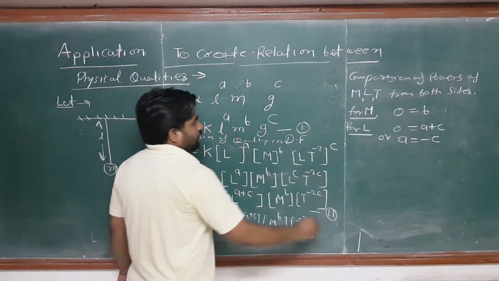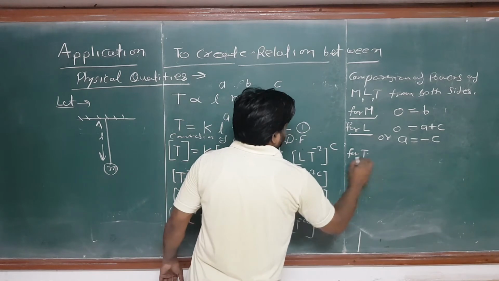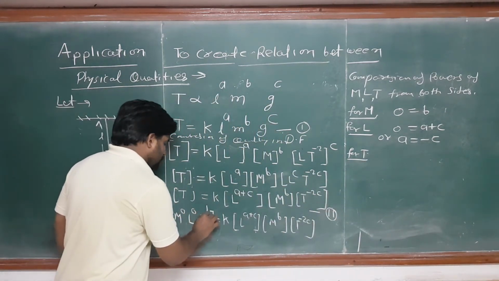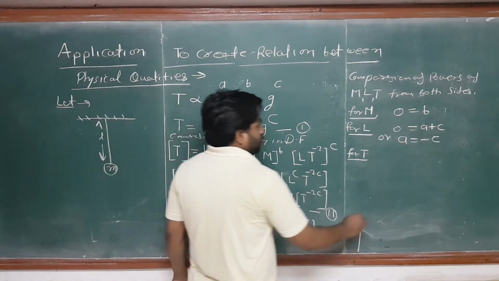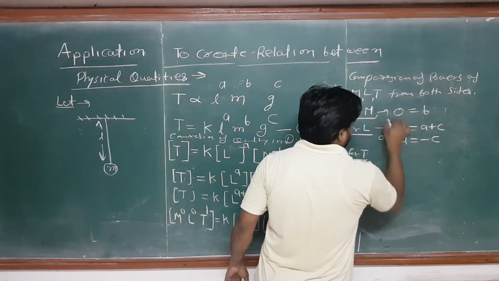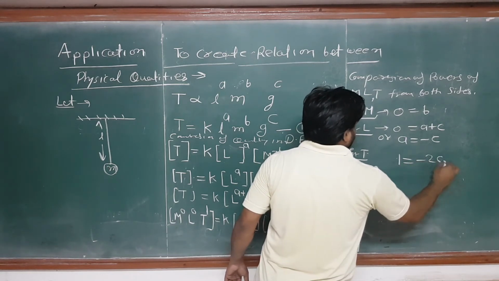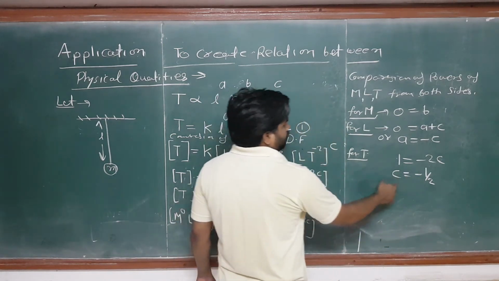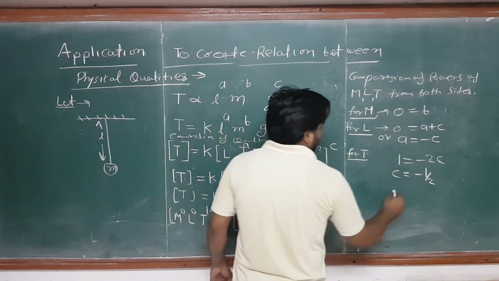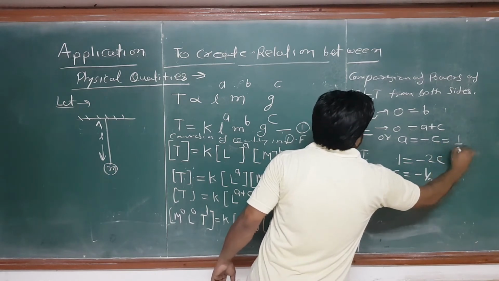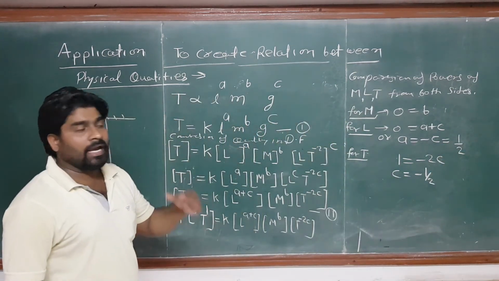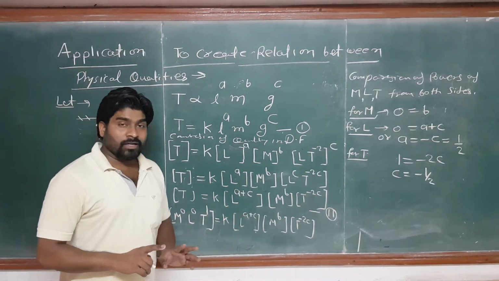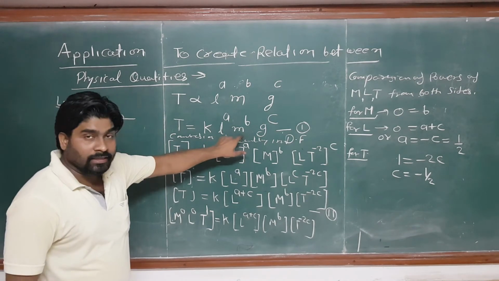For T, the T to the power 1 is on the left and T to the power minus 2C on the right. So 1 equals minus 2C, then C equals minus 1 upon 2. If C is minus 1 upon 2, you can get the value of A: A equals plus 1 by 2. Now you have the values of A, B and C: B is 0, A is 1 by 2 positive and C is minus 1 by 2. Now put them into equation number 1.